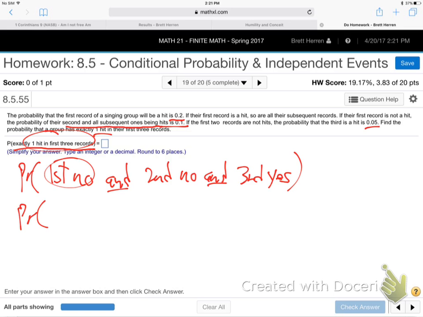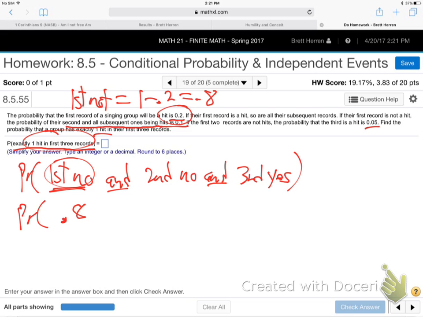So, okay, what's the chance that the first is a no? Well, the first is a hit is 0.2. So what's the chance the first is not a hit? 0.8, right? 1 minus 0.2. Because the chance of rain, the chance it's a hit, is 20%. What's the chance it's not going to rain? 80%. That making sense?